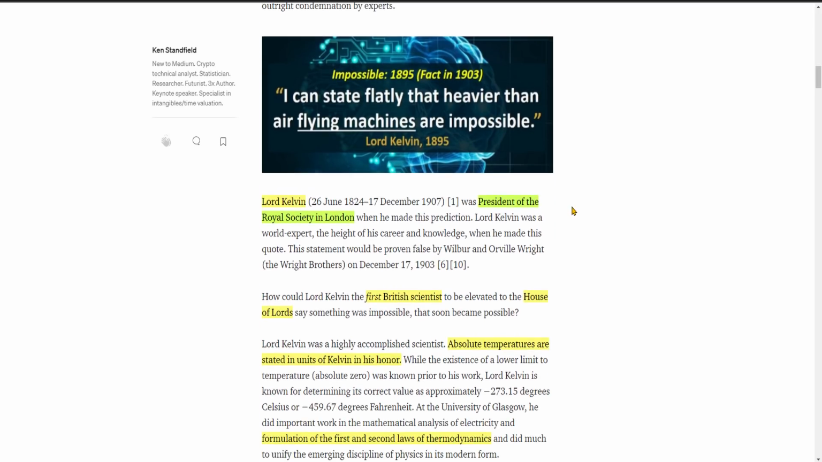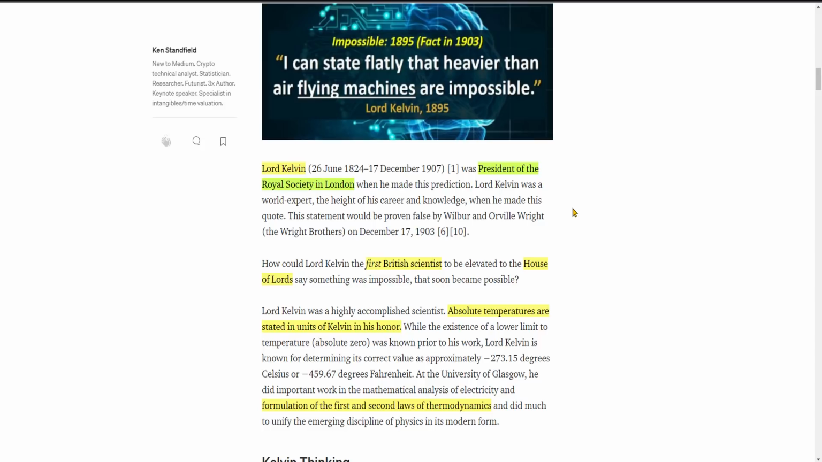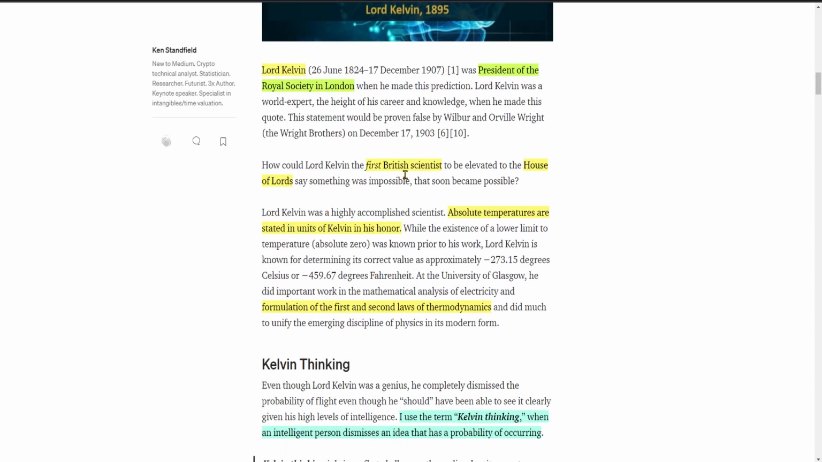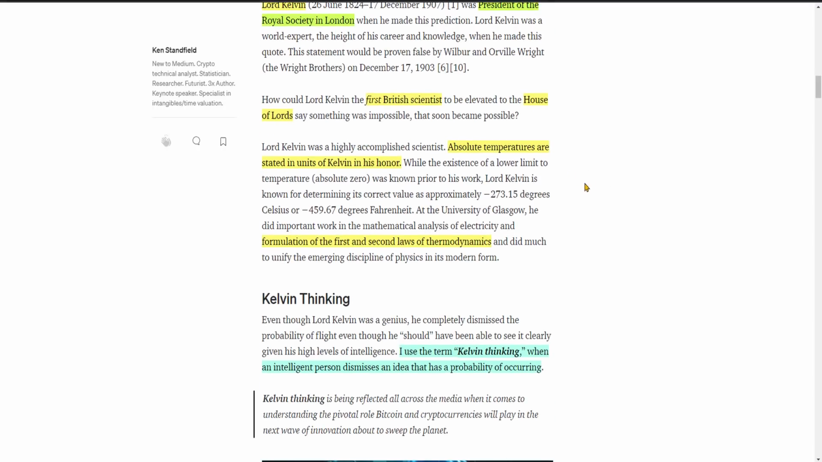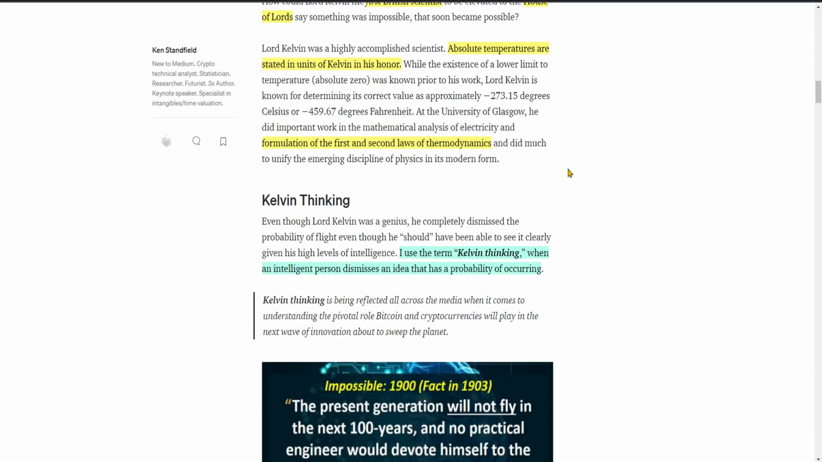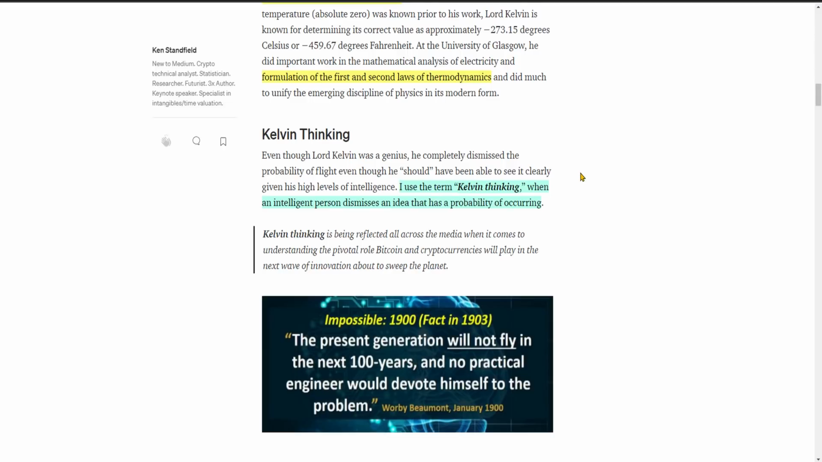Now, who is this Lord Kelvin guy? He may not understand flight or science or anything like that. Far from it. He was the president of the Royal Society in London, an incredible institution. He was the first British scientist to be elevated to the House of Lords. That's an incredible honor. You may have heard of Kelvin used in temperature. That is an accomplishment of Lord Kelvin. Incredible person. He was involved in the mathematical analysis of electricity and the formulation of the first and second laws of thermodynamics. He knew what he was talking about in science.